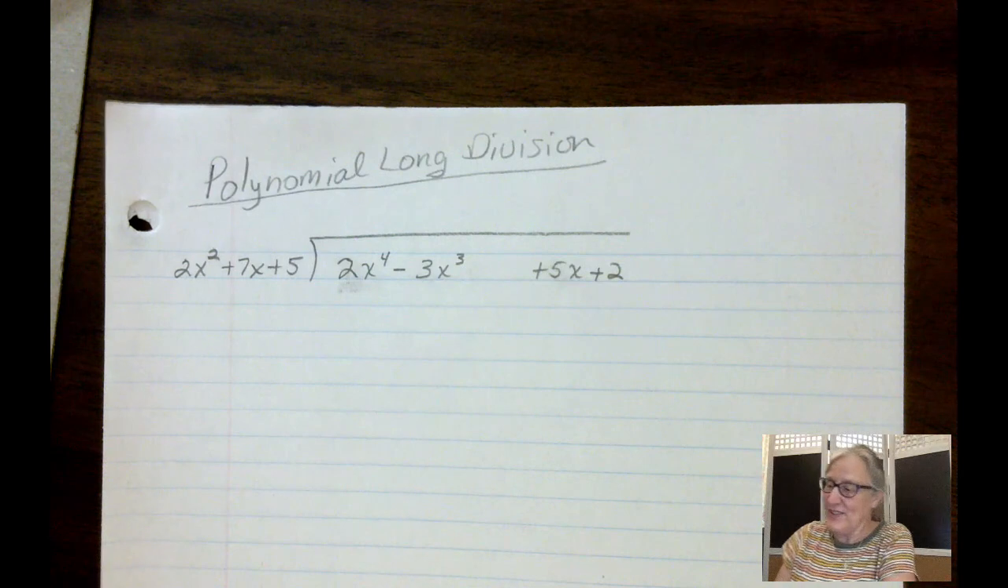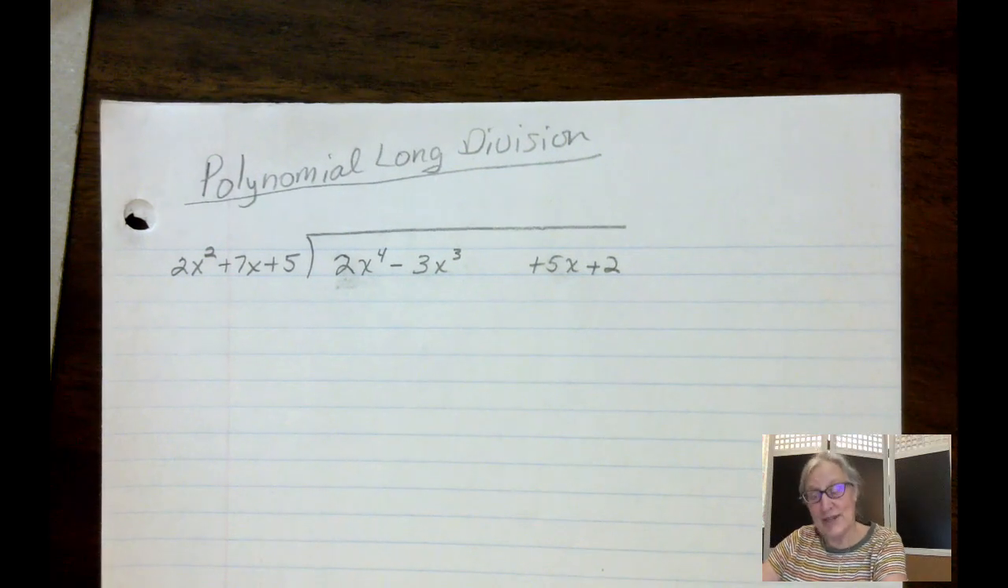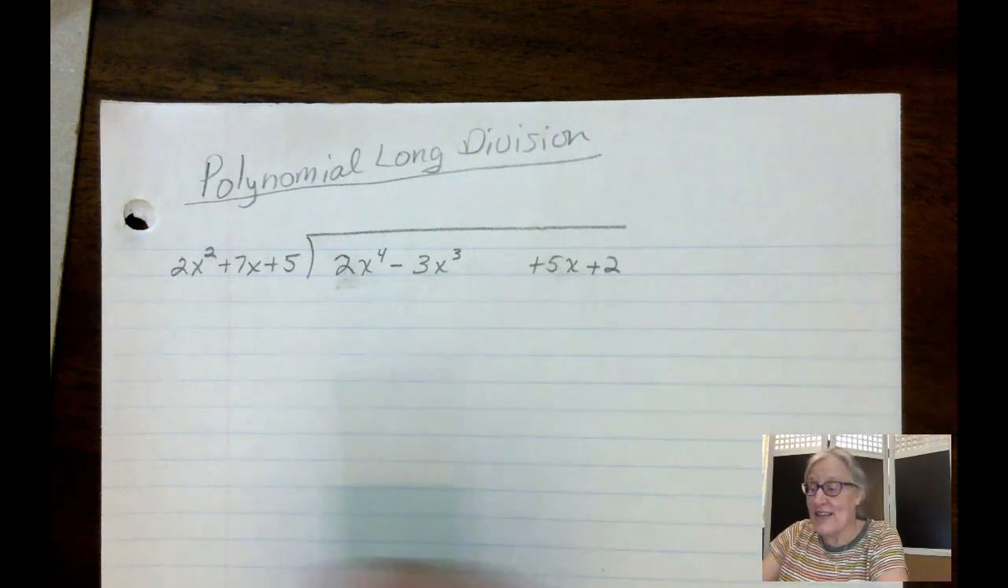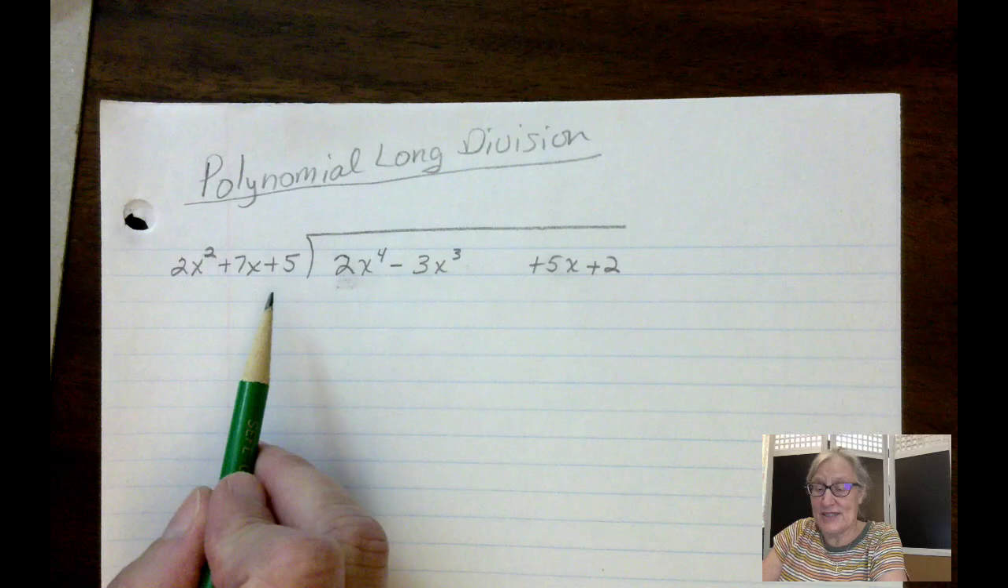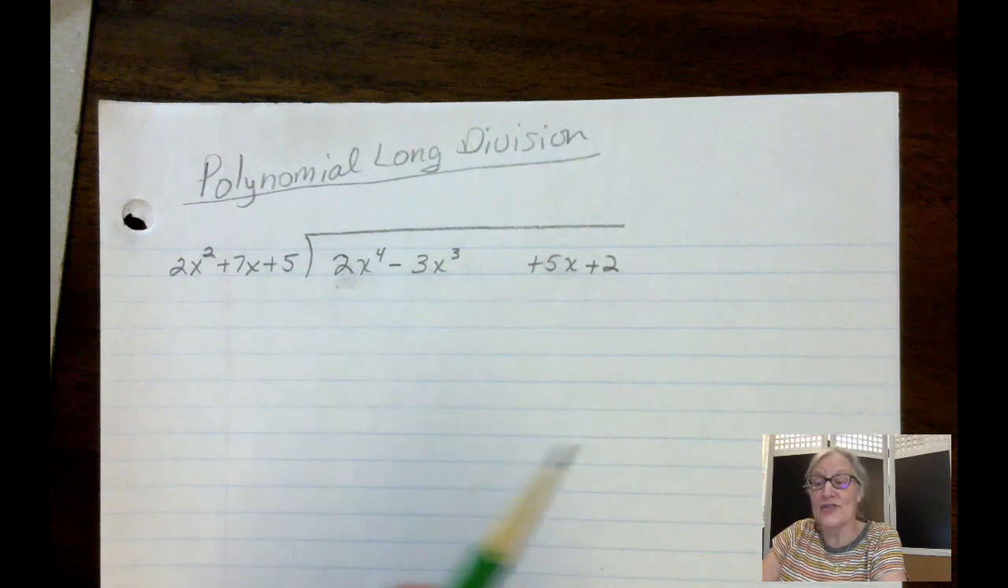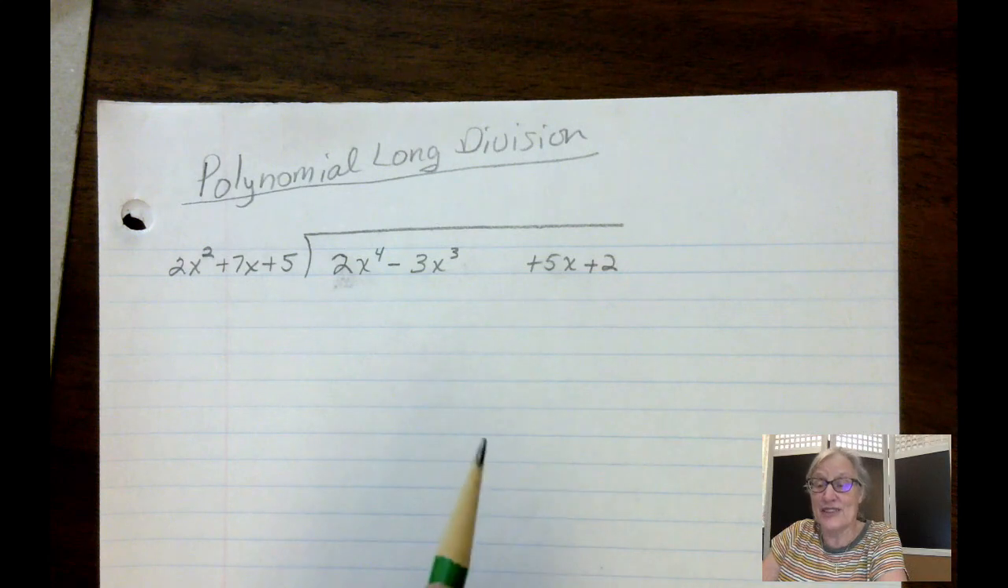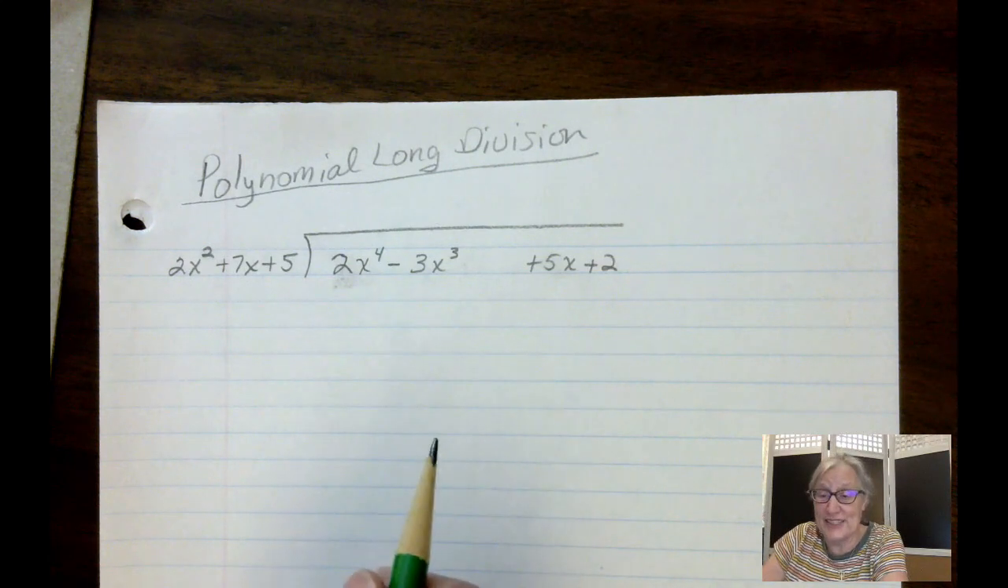Hello, today we're going to review polynomial long division. So yes, most of the time synthetic division is so much easier, but in this case our divisor of 2x squared plus 7x plus 5 is not of the form that allows us to do synthetic division. So we are in long division, similar to what we did in arithmetic.